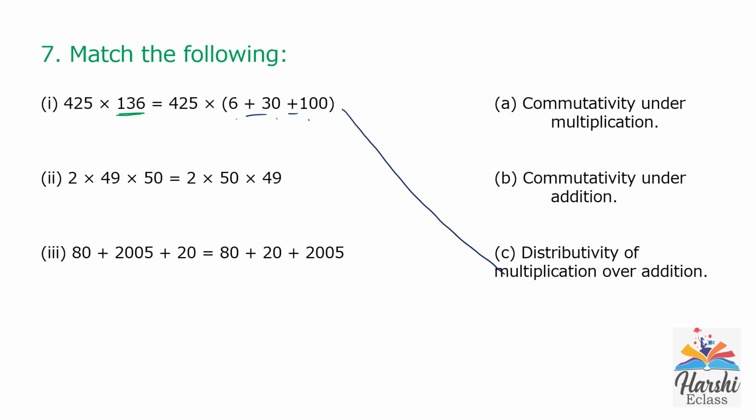Next, 2 multiplied by 49 multiplied by 50 is equal to, here we are changing the order of the numbers. Commutative property in multiplication. Here we are dealing with multiplication. So commutativity under multiplication. Next one also same based on the order of the numbers, and it is addition. So commutativity under addition.